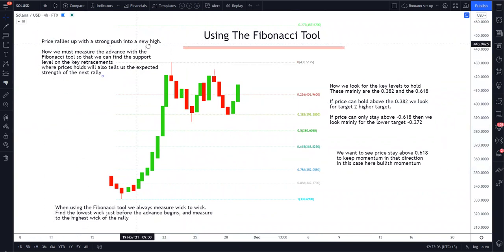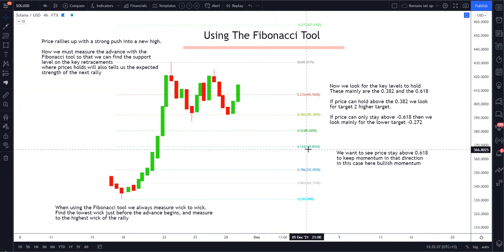So look, let's have a quick look at what I've just written down. Price rallies up with a strong push into a new high, right? Now we must measure the advance with the Fibonacci tool so that we can find support on the level and the key retracements, right? So the key retracement levels that we want to be looking for are the 0.382, right, which is what I've written here, and the 0.618, right?